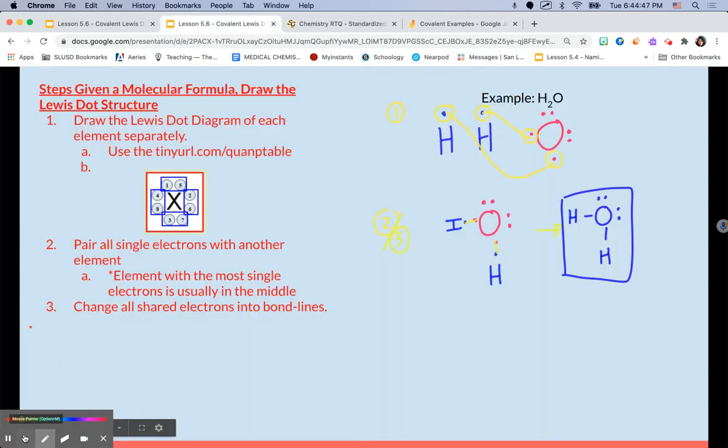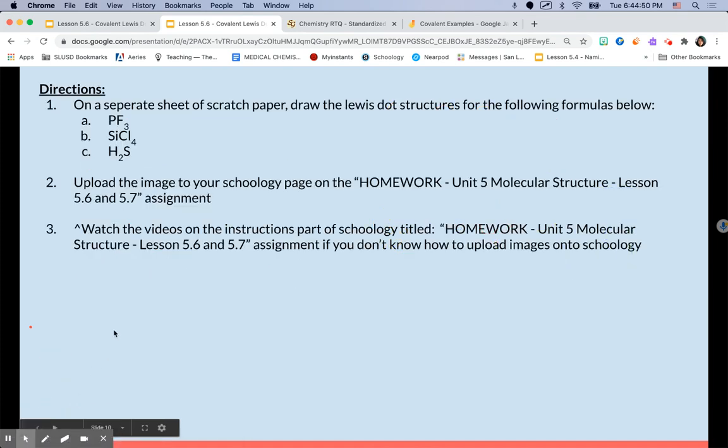Okay, so at this point, our practice problems are a little bit different because we have to draw things out, and I got some feedback last quarter that drawing things digitally is kind of annoying. So on a separate sheet of paper, any scratch paper will do, draw the Lewis dot structures for these 3 formulas below, and go ahead and upload the image onto the Schoology page for this particular homework. You'll notice that in the instructions part of this assignment on Schoology, it will show you how to upload images onto Schoology as well. And that's pretty much it for lesson 5.6.